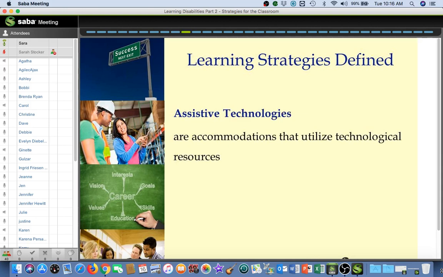Assistive technologies are accommodations that utilize technological resources. For example, a word processor helps with handwriting issues and has tools like spell check, grammar check, templates, etc. Word prediction software suggests a word a learner might want to use based on the first few letters, or things like speech recognition software that allow a learner to dictate what they want to write.